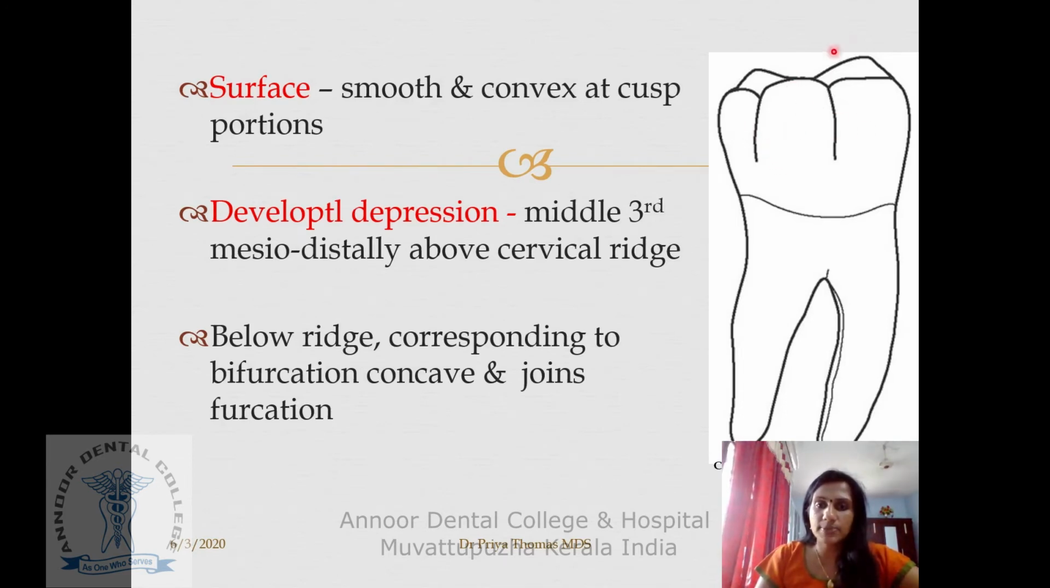Now other than your cusp, your groove and the smoothness of the surface, you have a small depression towards the end portions of your groove, especially in your middle third portion. So if you run your fingers here, you can feel a small depressed area which is running mesiodistally. Now this is your developmental depression. And even below your cervical line, that is over the bifurcation area, you can feel a concavity, your developmental depression. So basically this depression can continue over to your bifurcation area and then join with your furcation.